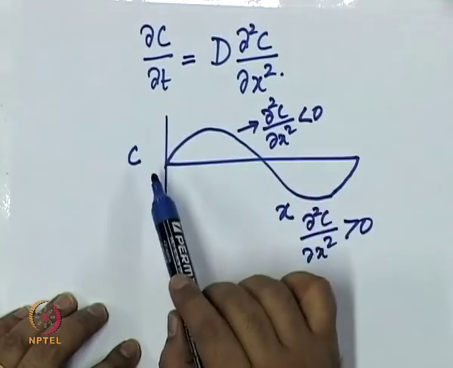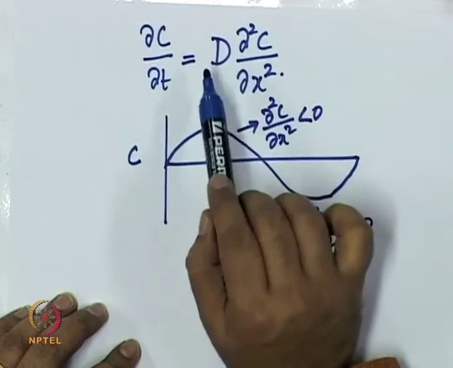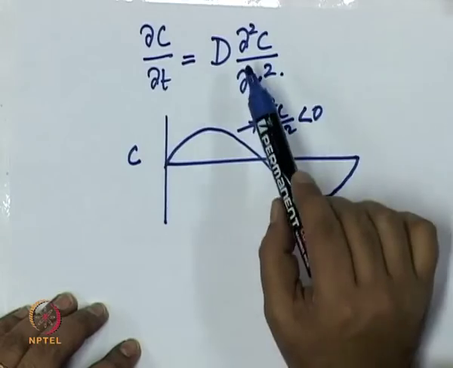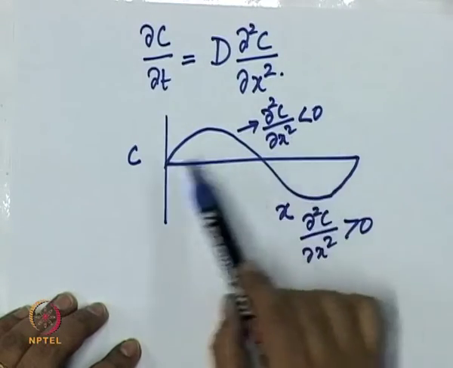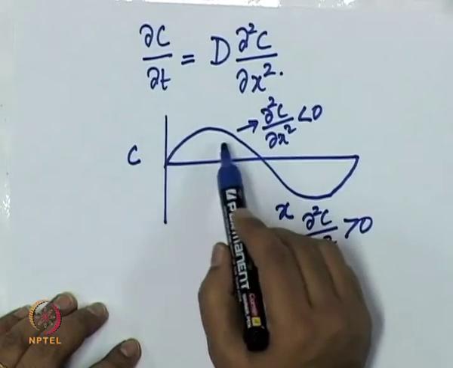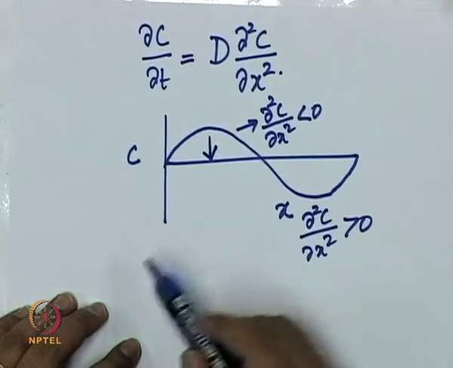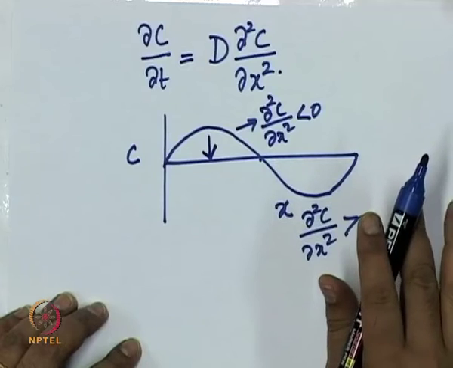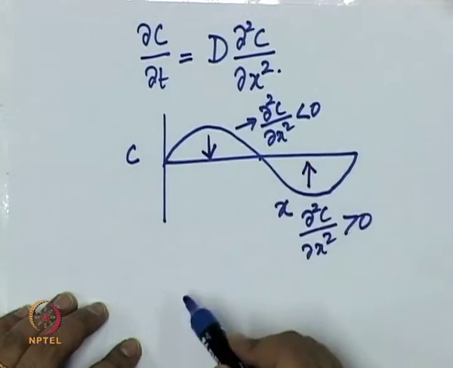So del squared C by del x squared is basically the curvature of the composition profile, and what Fick's law is telling you is that diffusivity is a constant and a positive constant. Okay. What Fick's law is then telling you is that in regions where the curvature is negative, the rate of change of concentration is going to be negative, which means the concentration is going to reduce. If it is 0 at some point, then the concentration is not going to change at that point. If it is positive, then the concentration at that point is going to increase.